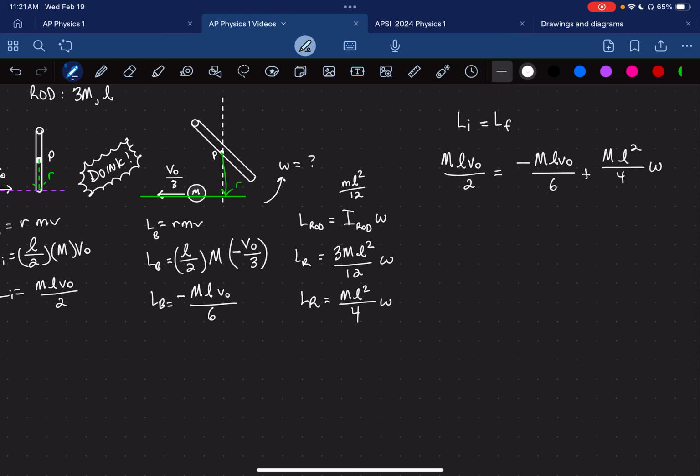And we need to solve this for omega. That looks hard, but it actually comes out to a pretty nice expression. We can cancel m's. There's an m in every term. We can cancel it. We can cancel one L from every term.